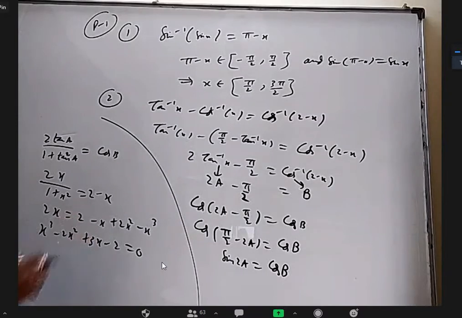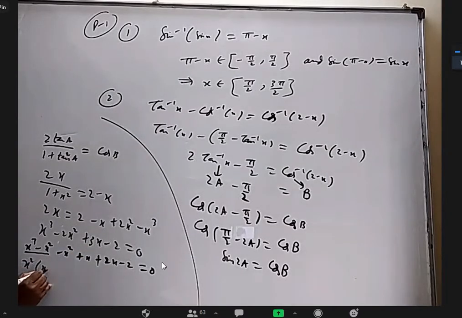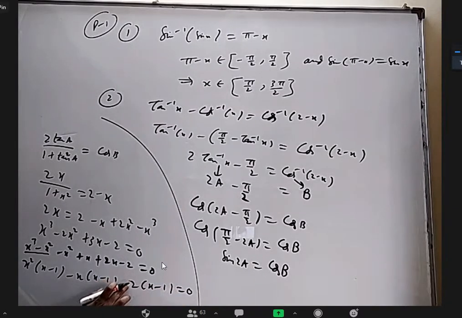But if somebody says I want to factorize it because you already know 1 is a solution, I want to write like this: x cube minus x square plus x square... plus 2x minus 2 equal to 0. This one I split it like this. From this I can take x square common, I'll get x minus 1. From these two I can take minus x common, I'll get x minus 1. From these two I can take 2 common, I'll get x minus 1. If I take everywhere x minus 1 common, I'll get x square minus x plus 2 equal to 0.